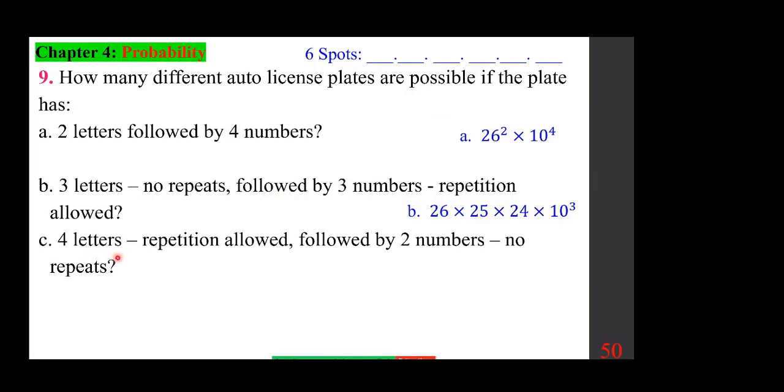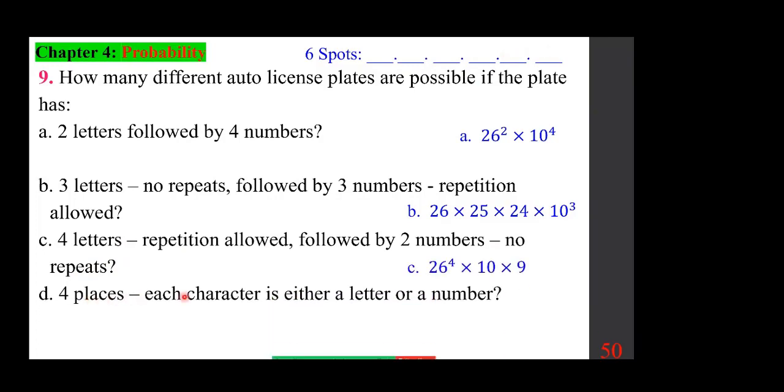Now we have 4 letters. Repetition is okay. That means I can have 26 and 26, 26, 4 of it. So 26 to the power of 4. What about the next 2? Those are 2 numbers. We can't repeat. So I can have 10 here, but then it goes down to 9.